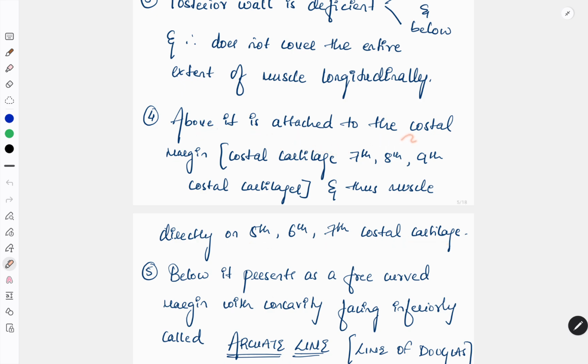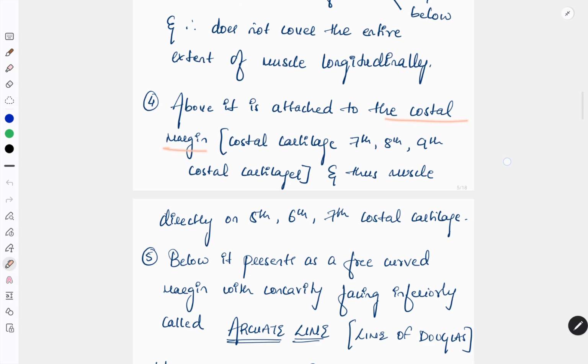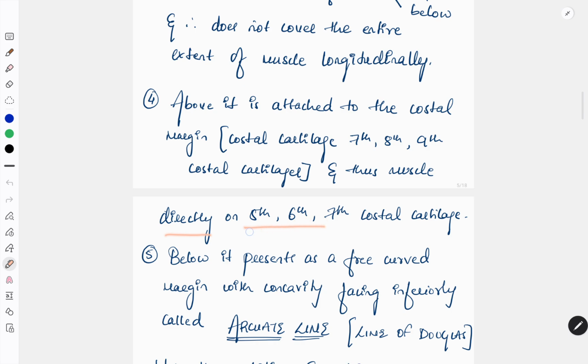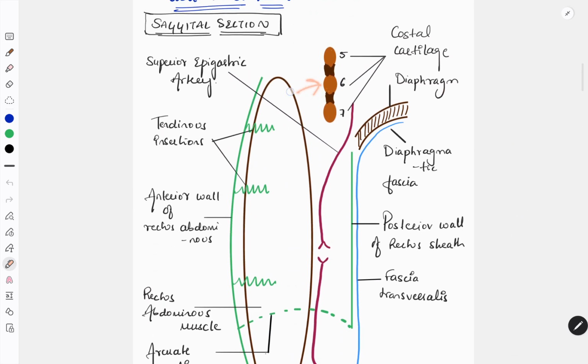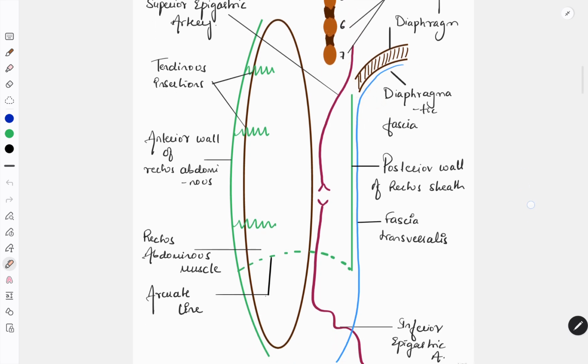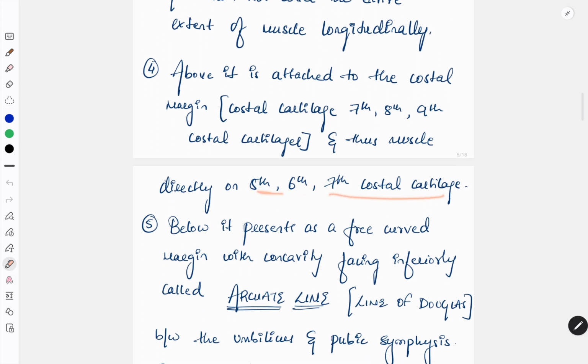See, above it is attached the posterior wall of the rectus sheath. Above it is attached to the costal margin, and thus the muscle lies directly on the 5th, 6th and 7th costal cartilage, because the posterior wall is attached to the costal margin. Okay, on the costal cartilage.